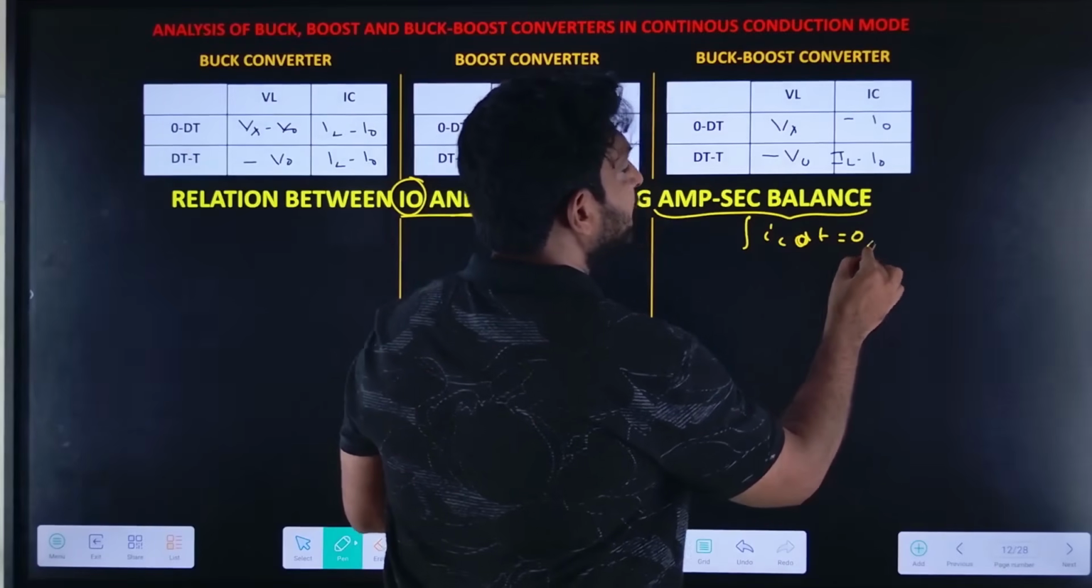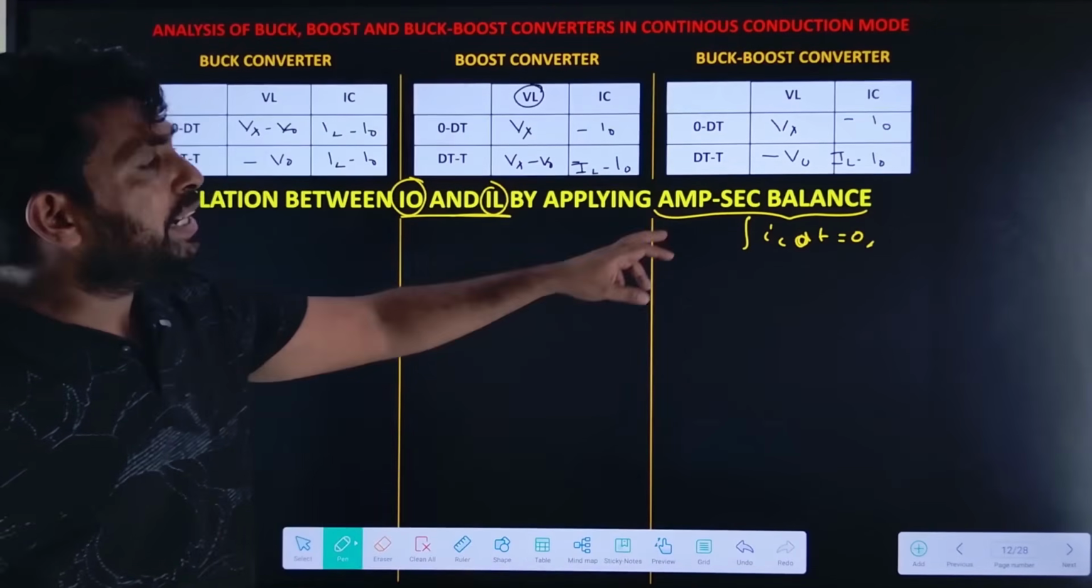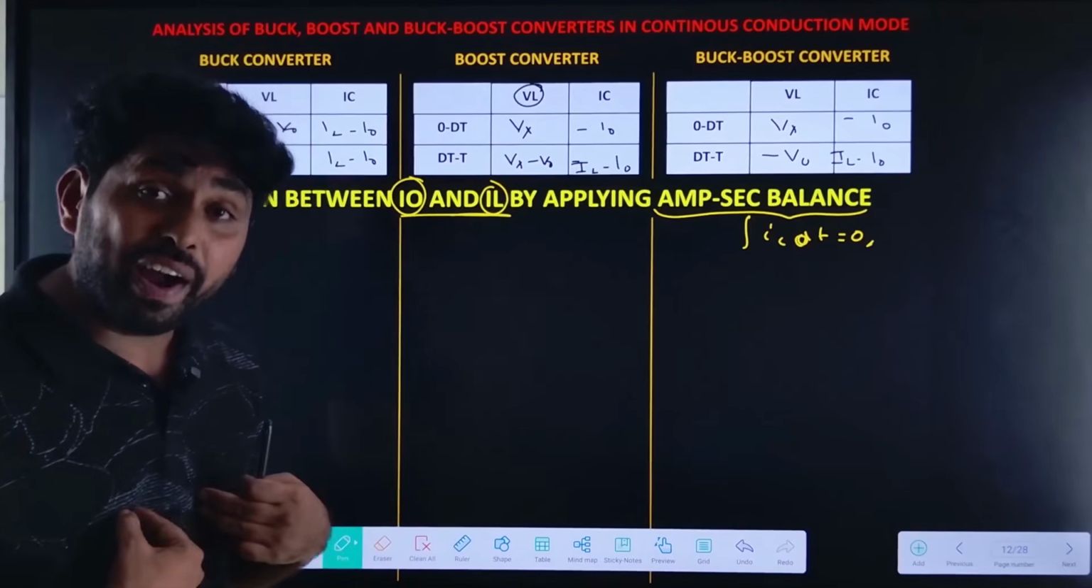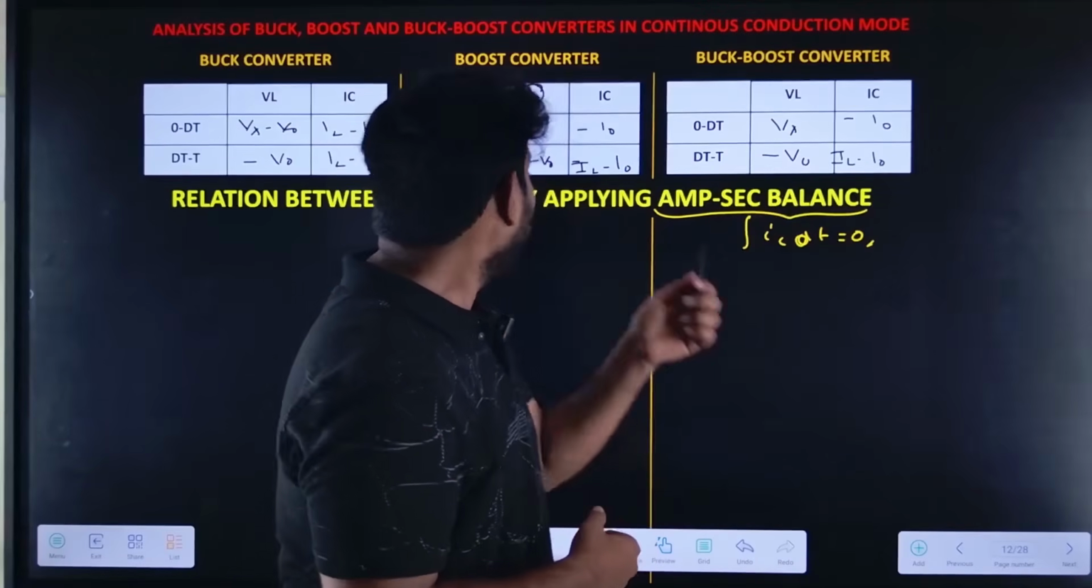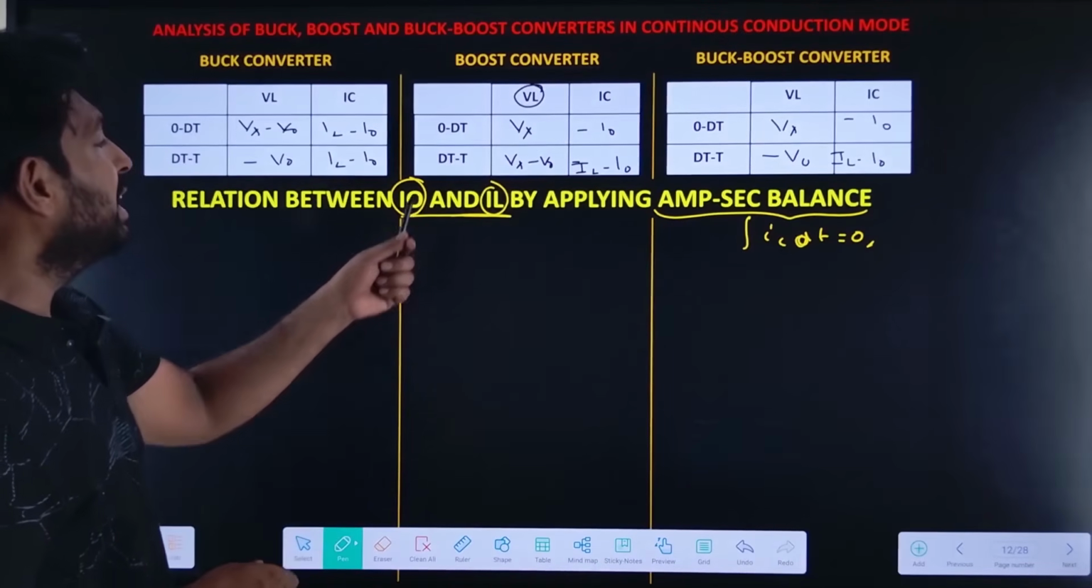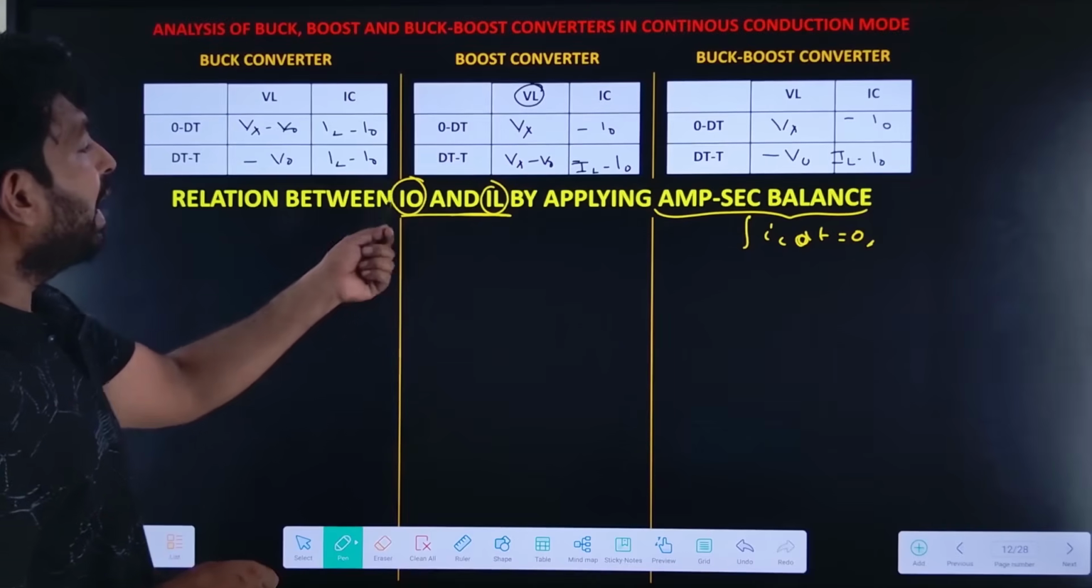Integration of IC dt equal to 0. So by applying the ampere-second balance, we can find the relation between the IL and I0, that is, the average value of the IL and the load current.